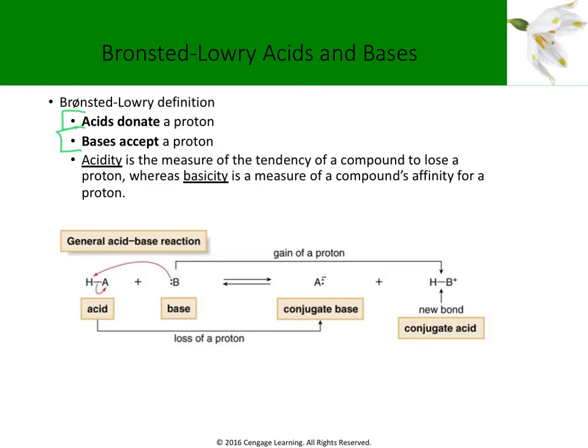So here is your general acid-base reaction. So we often will write HA as our general abbreviation for an acid, and B with a lone pair is our general abbreviation for a base. And in this reaction, the base is going to grab the H from the acid, and when the acid loses its proton, it forms what's called a conjugate base. And when the base accepts its proton, it forms what's called a conjugate acid.